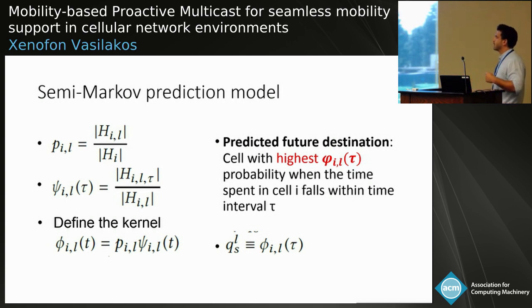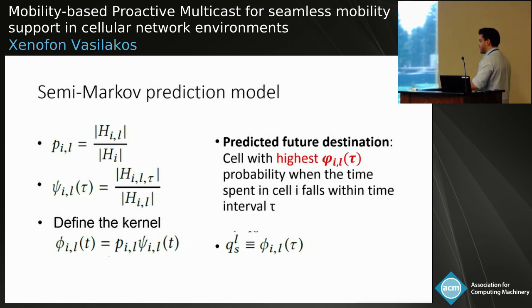Based on pi and psi, we define this kernel, phi, which is the product of these two. By using phi, we can predict which is the next cell most probably to be visited by a mobile that comes from cell i and is going to move to another cell. For the rest of the model, we use this kernel as our transition probability for mobiles which are currently at one cell and may move to another cell l and which request an object S.